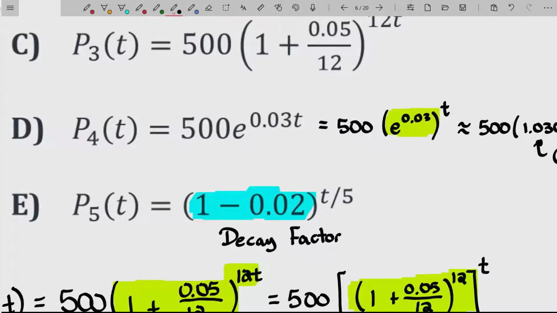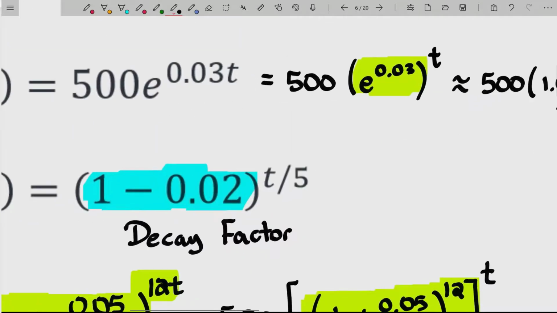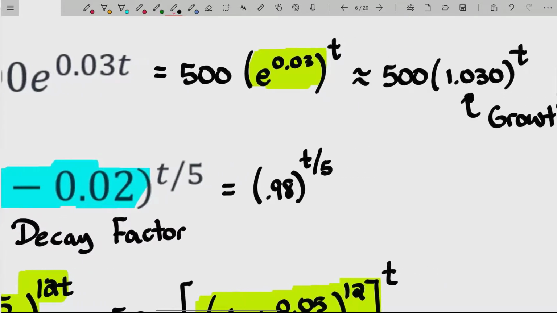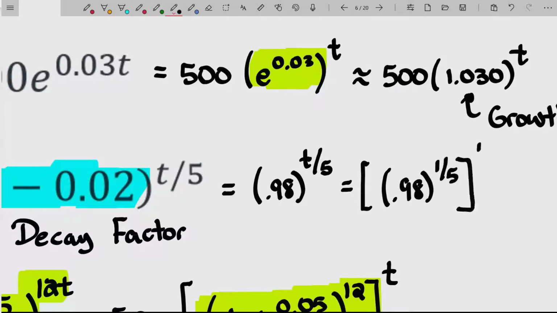Now, you would be totally wrong if you said the decay factor was 0.98. That is not true, because we would need to write this while it is 0.98 as a base right now, the fact is it's not to the t power. We need to write it only to the t power. So what I'm going to do is rewrite this as 0.98 raised to the 1/5 and then raised to the t. Our decay factor is the 0.98 to the 1/5 power.